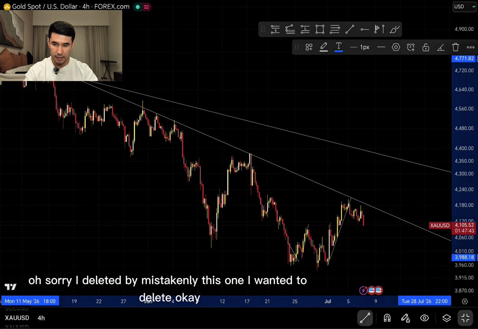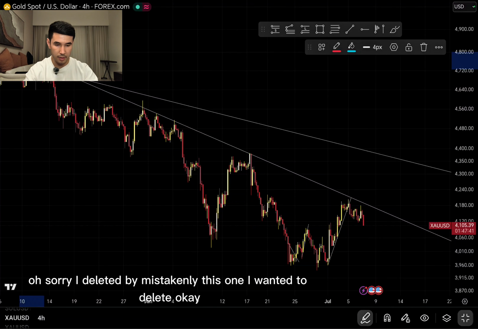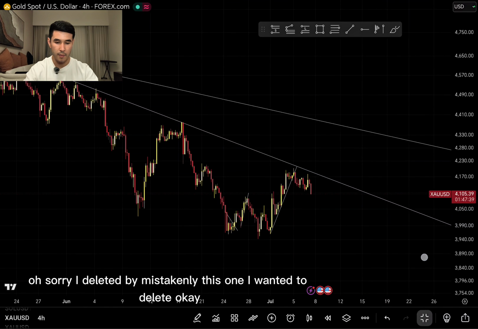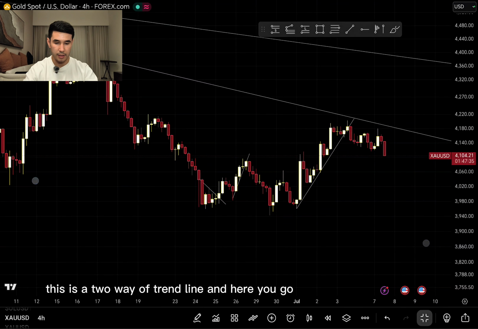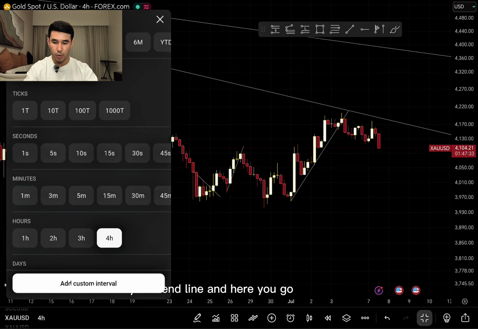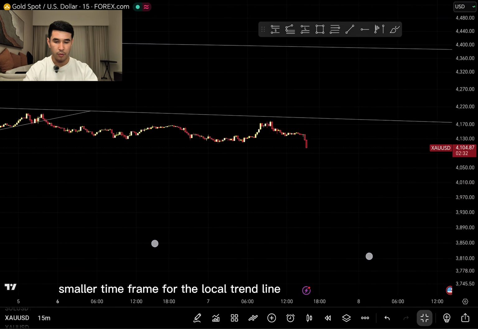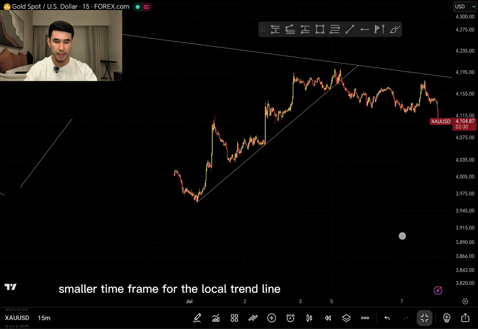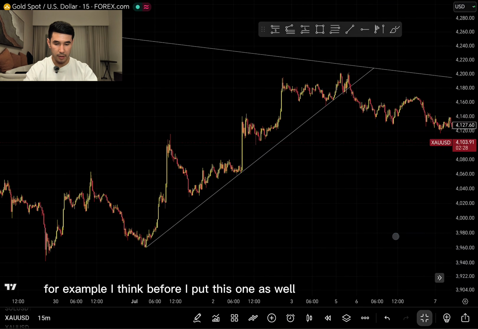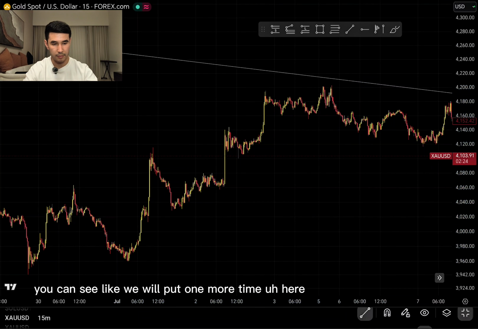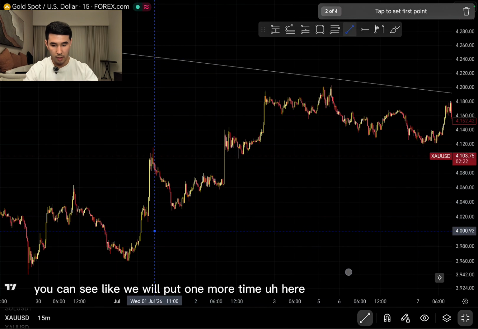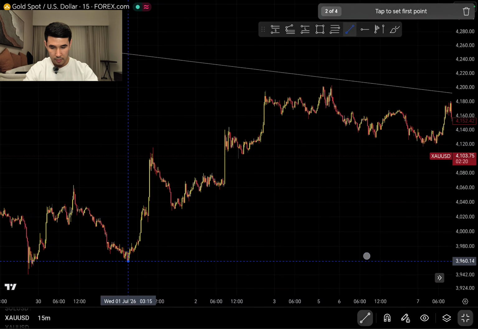Oh sorry, I deleted it by mistake. This one I wanted to delete. Okay, these are two ways of drawing a trend line, and here you go, a smaller time frame for the local trend line. For example, I think I put this one before as well, you can see, we will put one more time here.